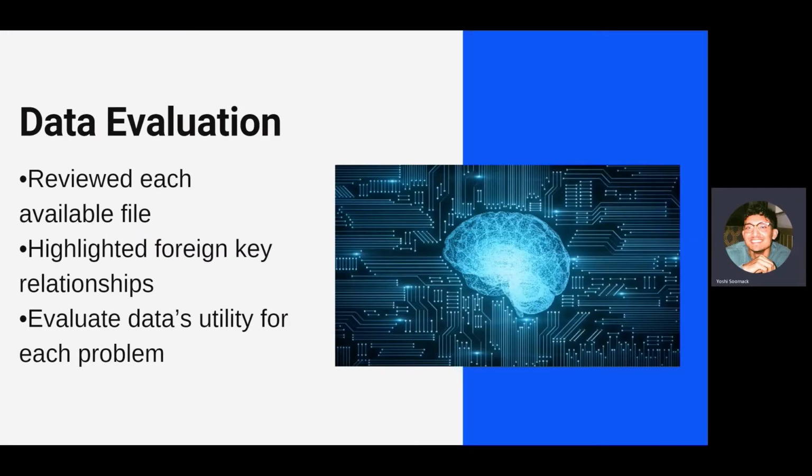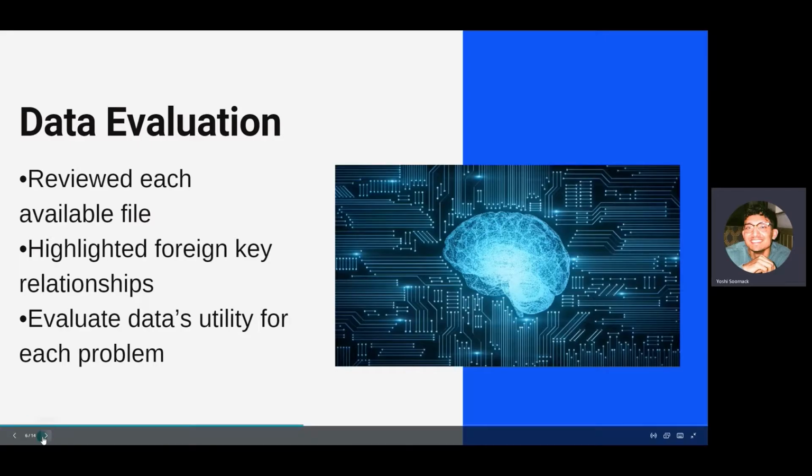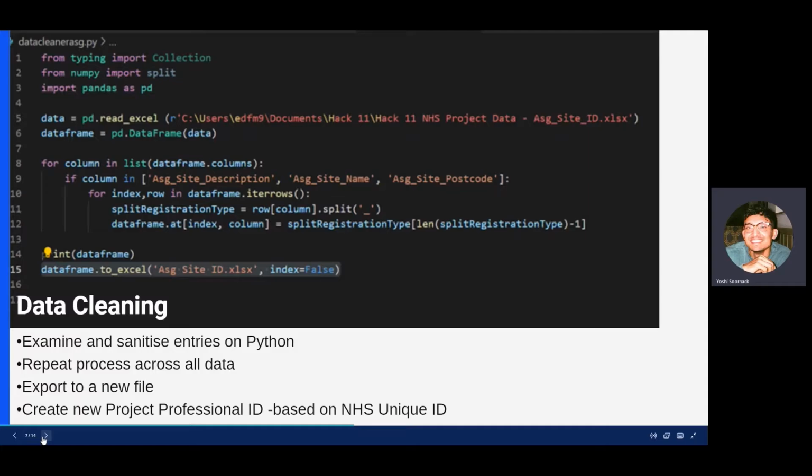Having determined the problems we could solve in the time frame with the data provided, we needed to clean the data in order to make it more readable once ingested to Power BI. This involved using a Python script to examine and sanitize the entries row by row, and then repeating this for all provided datasets. Finally, we knew this was a point at which we could also handle one of the first problems and use the cleaning process to generate a unique project professional ID for those in the system.